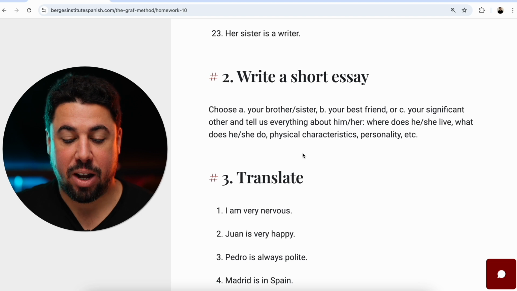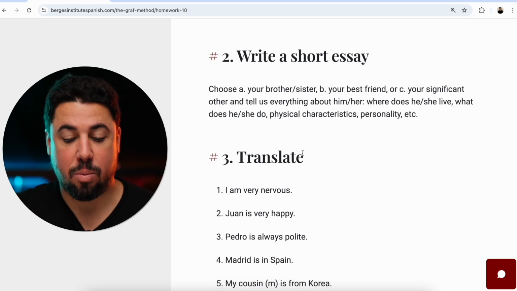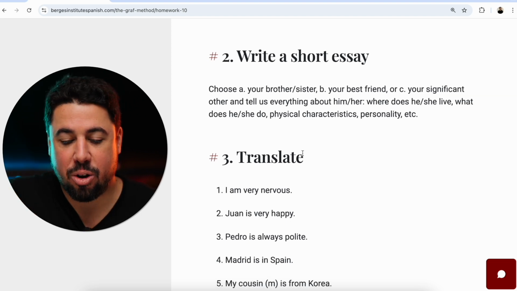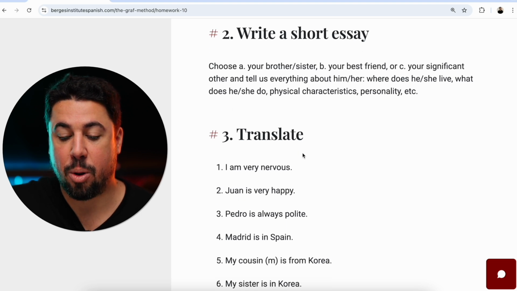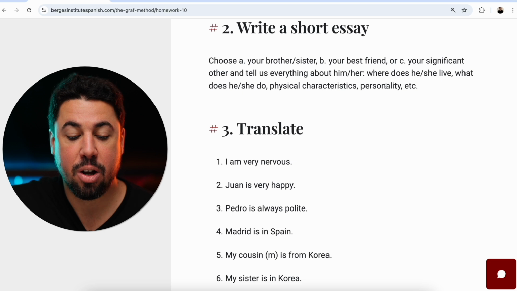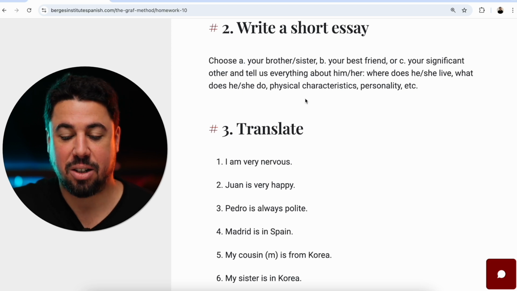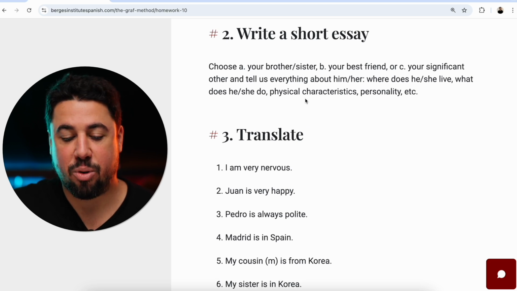Okay, here we have to write a short essay. You can choose your brother, your sister, your best friend, or your significant other, and tell us everything about him or about her. Where does he or she live? What does he or she do? Physical characteristics, etc. So let me try to improvise this.